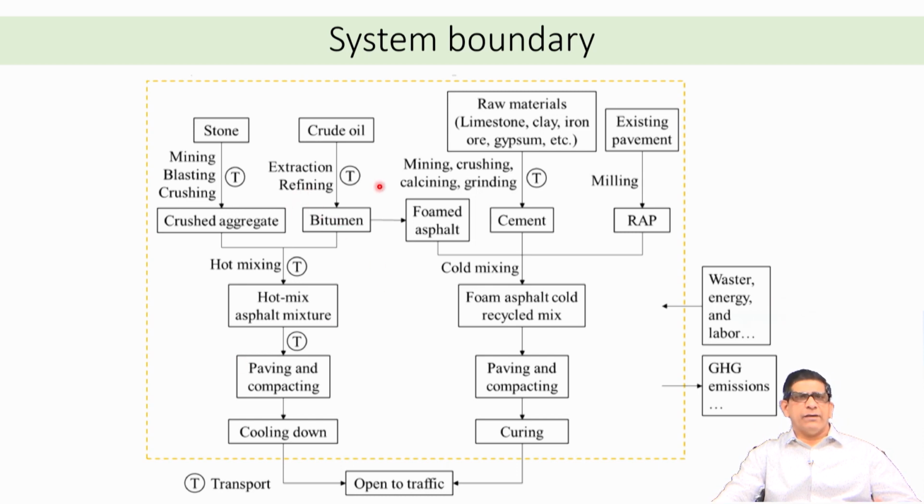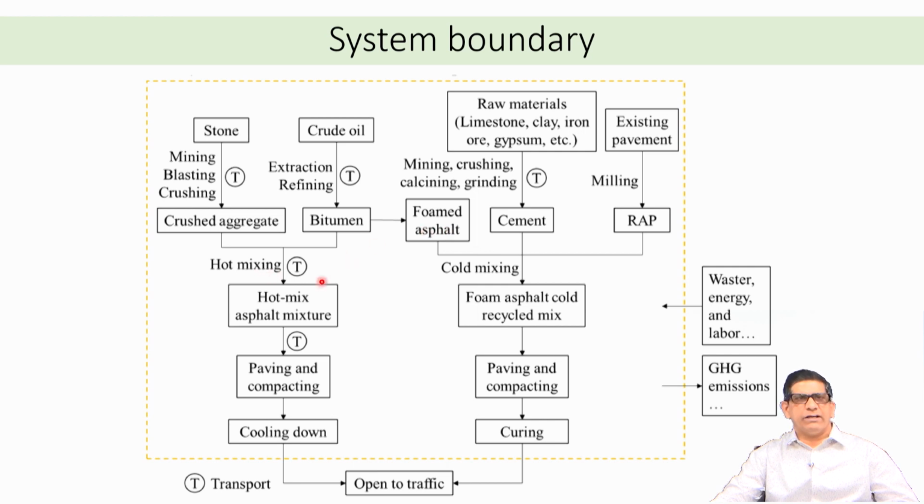the raw material, limestone, clay, iron, gypsum, and then if you have some existing pavements, you're looking at reclaimed asphalt pavement as well. So you mill that. All these come in here: your mining, blasting, crushing, extraction, refining, that you get the crushed aggregate, bitumen, form asphalt from them, then cement, and then you form the asphalt from there. Then you have cement coming from the raw material, and reclaimed asphalt pavement, you mix it with that.